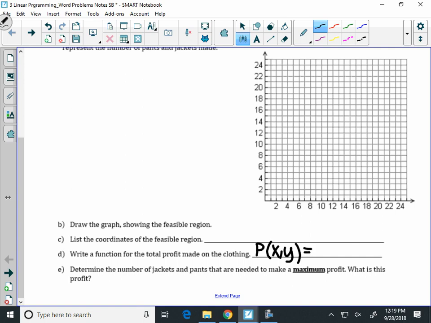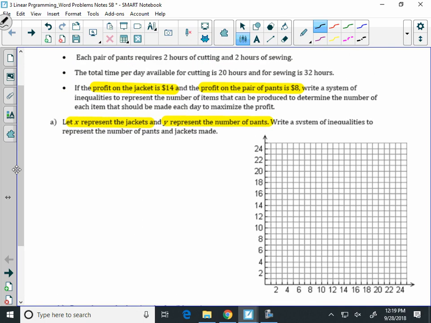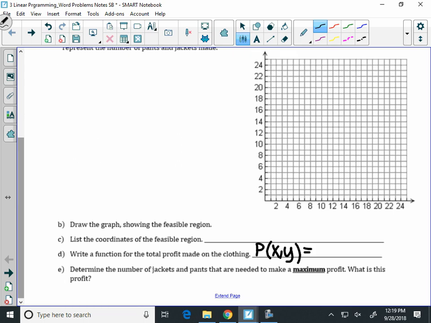Right, so X is for jackets, right? How much does it say they make a profit on a jacket? 14. So we'll start with 14X plus how much is the profit for pants? 8Y. Good. So I at least know my profit function. That should be pretty easy to find. You find the word profit, you find numbers next to variables.